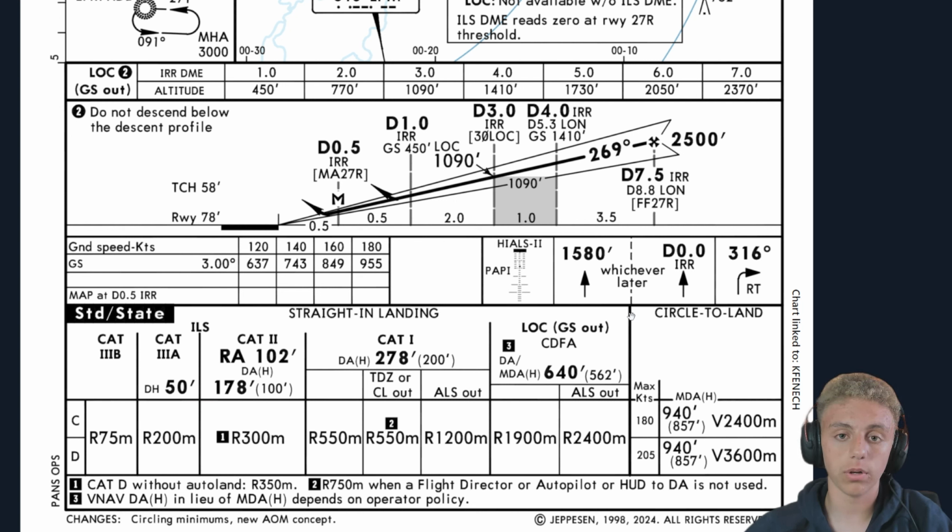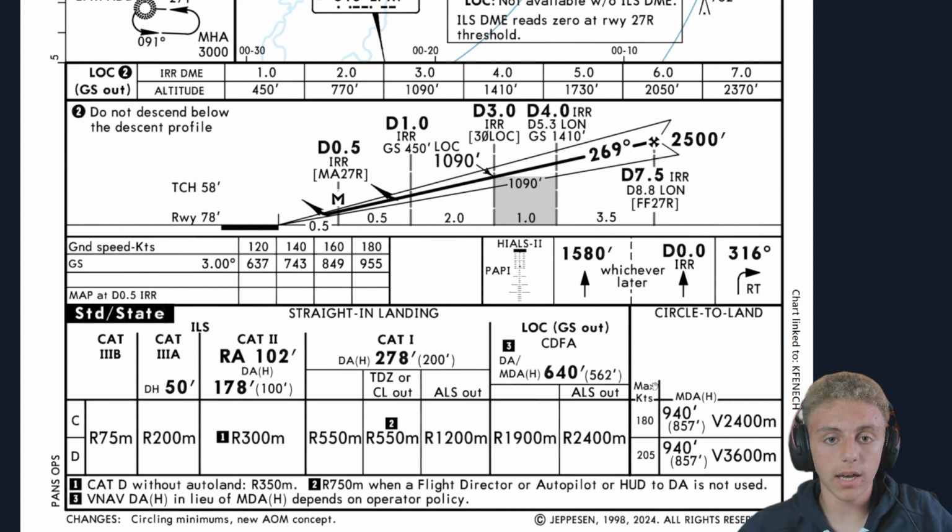For localizer or glide slope out, your decision altitude or minimum descent altitude or height is 640 feet over here, or 562 feet in QFE. If the approach lighting system is out, you have to have an RVR minimum of 2,400 feet, and if it is there, a minimum of 1,900 feet.